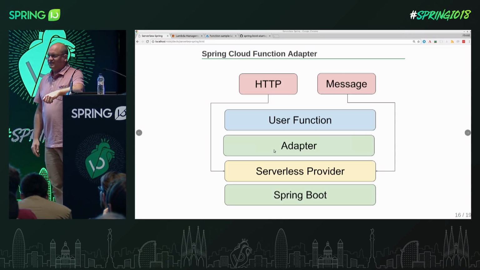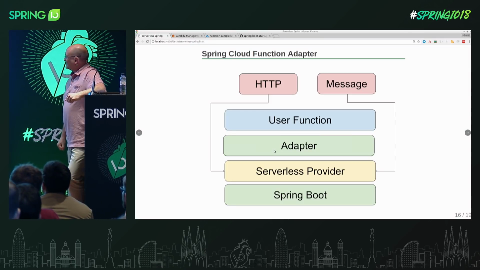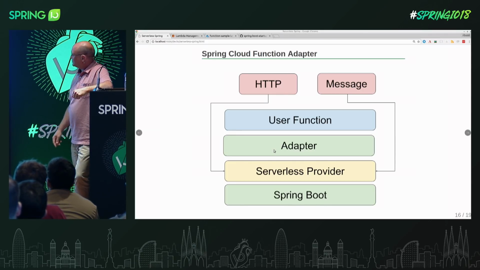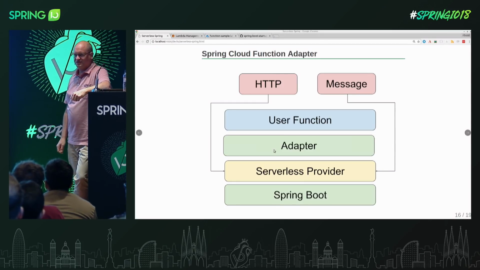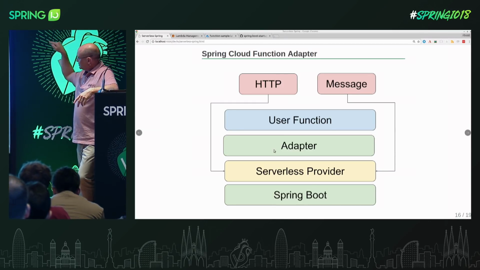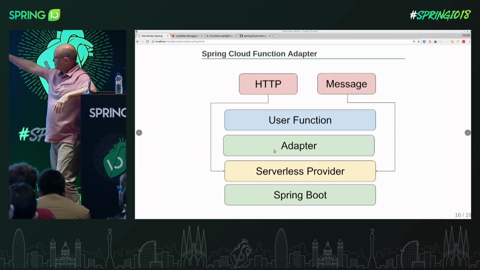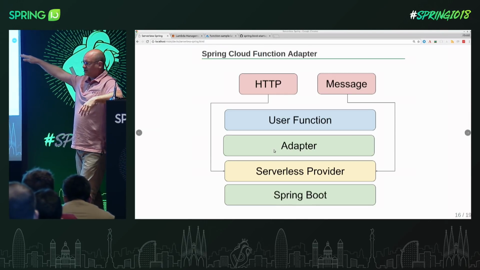Oh, colored pictures, I have them too. So yeah, this just explains the architecture a little bit. If there was an HTTP message or a Kafka message or a Rabbit message that you wanted to send to your user function, the user function, the blue thing, is the only thing that users care about.